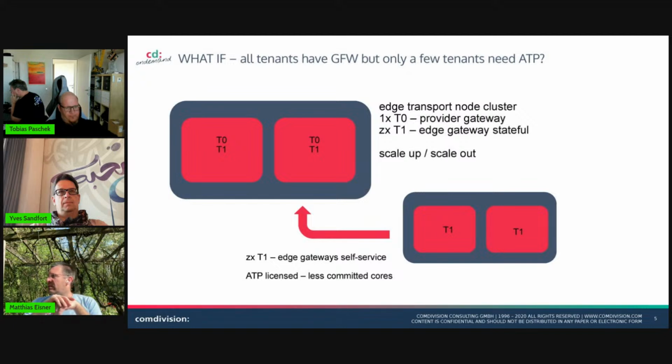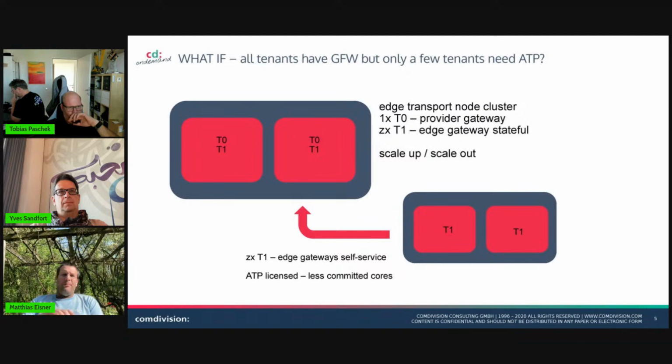Yeah, and it's always a trade-off, because if you introduce multiple edge clusters, you need to take into account that you need more maintenance and you have more administrative overhead. But on the other hand, all the upgrades and updates are orchestrated using VCF and/or NSX Manager, so it's not that big of a deal anymore.